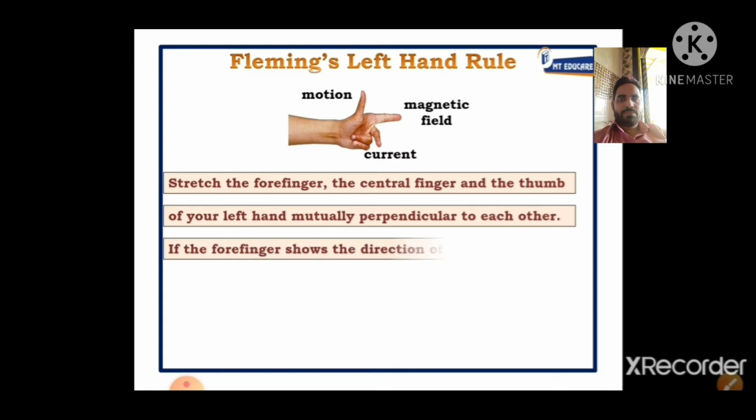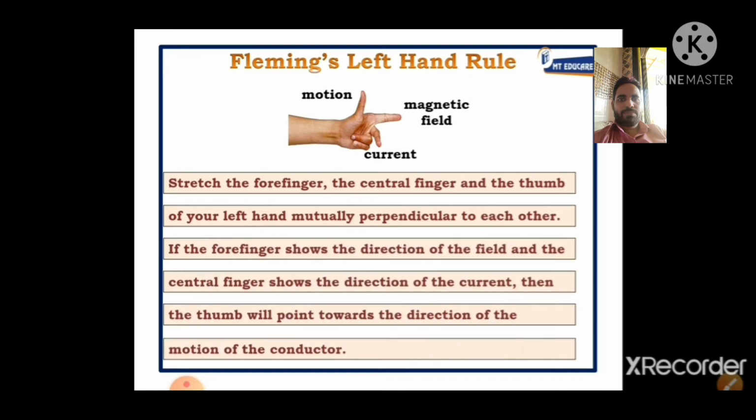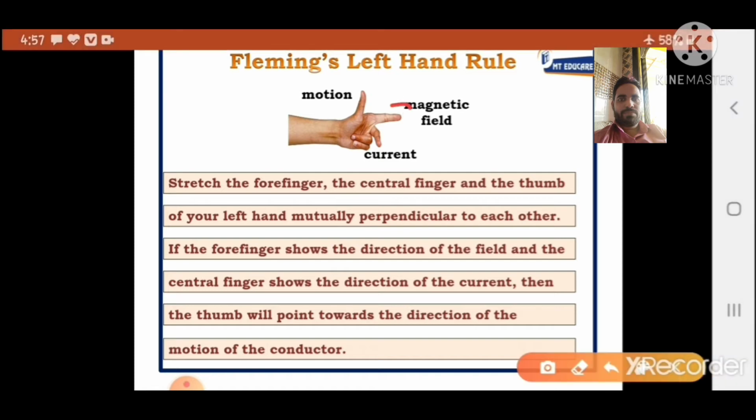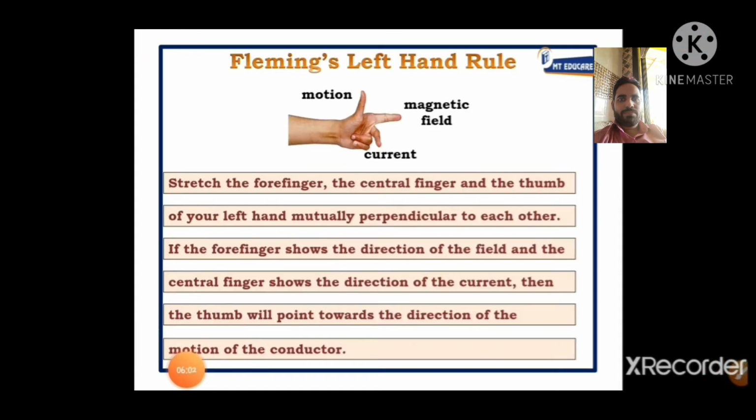So how do we write the rule in the examination? Stretch the forefinger. This is your forefinger. Central finger, this is your central finger, and the thumb of your left hand. They are all three mutually perpendicular to each other. Stretch the forefinger, center finger, and the thumb of your left hand mutually perpendicular to each other.